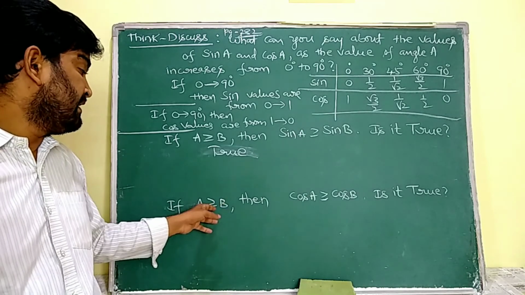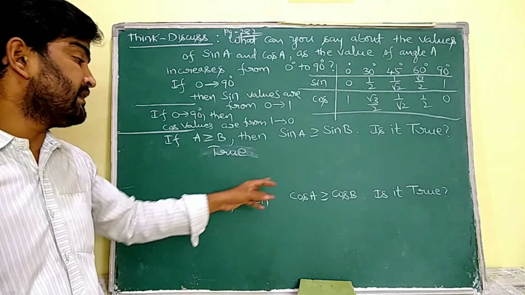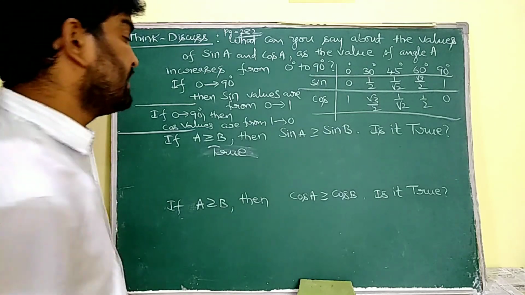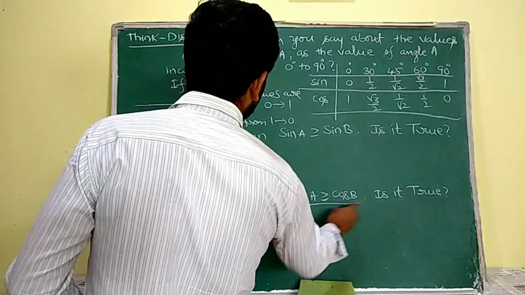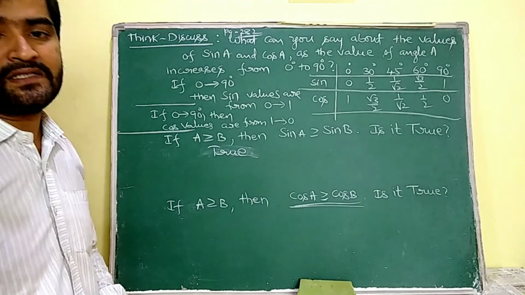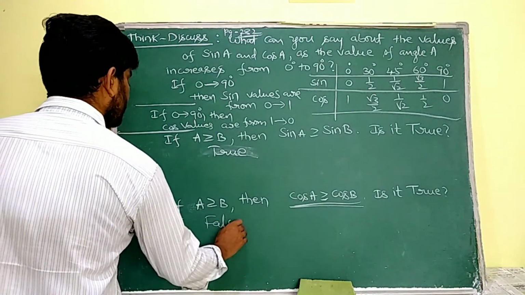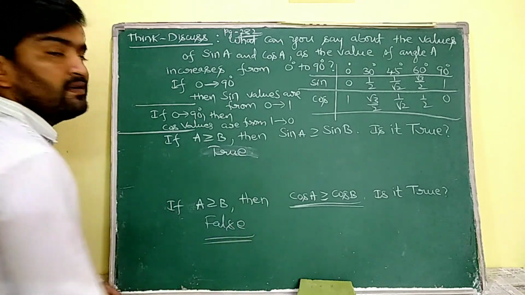That is why if A is greater than or equal to B, then cos A is less than or equal to cos B. That's true. But here he gave cos A is greater than or equal to cos B. So it is false ma. That's our answer.